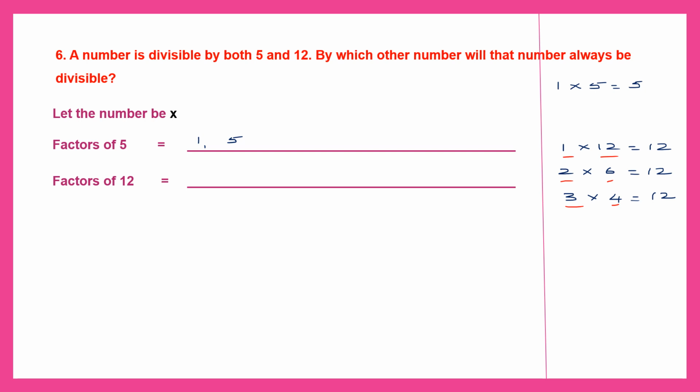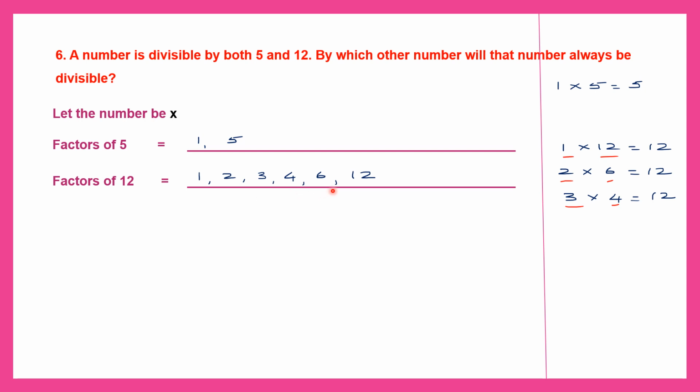Let's write that down. 1, 2, 3, 4, 6 and 12. So this number x that we have, we said let the number be x, that is going to be divisible by all these numbers. It will be divisible by 1, it will be divisible by 5, again 2, 3, 4, 6 and 12. It will be divisible by all these factors.